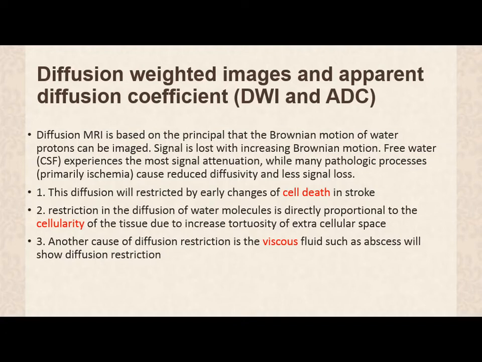With every diffusion, we need to measure ADC, apparent diffusion coefficient. Why? Because some artifacts might appear as diffusion restricted, and diffusion restriction will appear hypointense on ADC map. If they are hyperintense on ADC map, it's called T2 shine through. This is an artifact. It's not a real diffusion restriction. Also, viscous fluid like abscess can have diffusion restriction because it's viscous. They cannot move the cells.